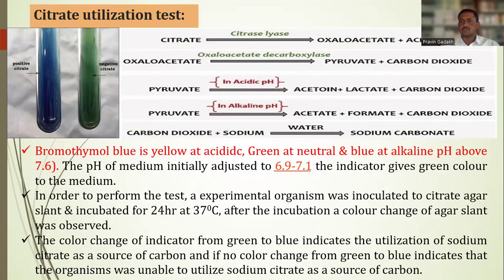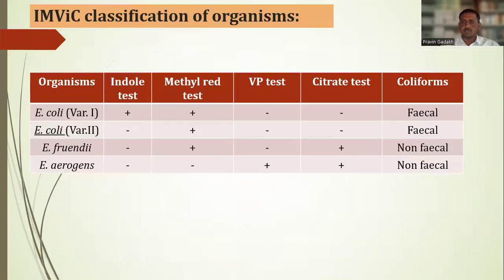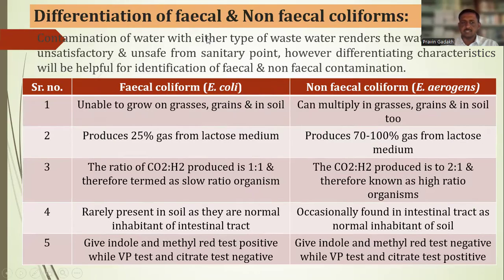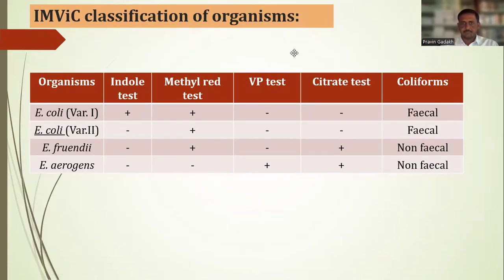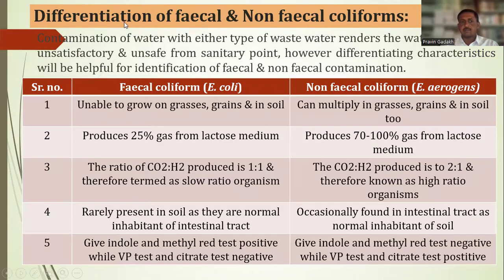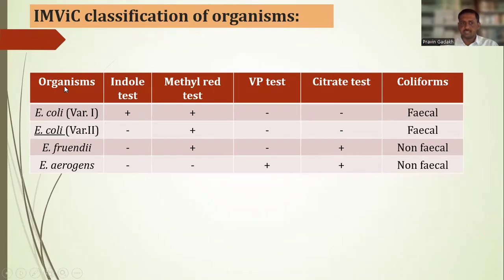In that regard, we have also used four tests, that is the indole test, methyl red test, VP test, and citrate utilization test. These tests are used to differentiate fecal and non-fecal organisms. So on the basis of the IMViC classification, we can see the table. On that basis the IMViC classification can differentiate whether the organism is from fecal origin or non-fecal origin. Here is the report for the indole test, methyl red test, VP test, and citrate test, and on that basis the organisms are considered to be from fecal or non-fecal origin.